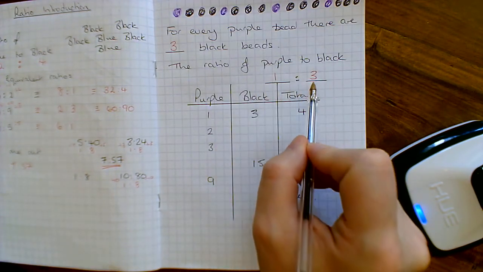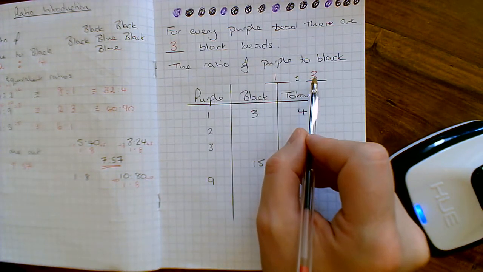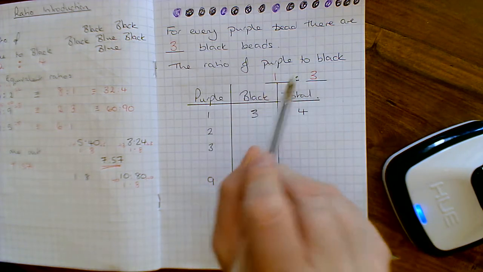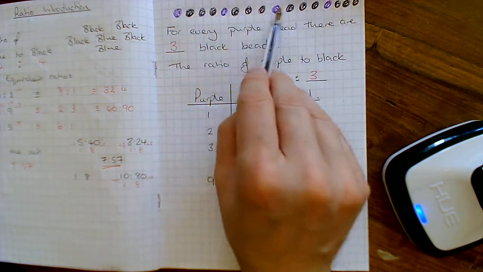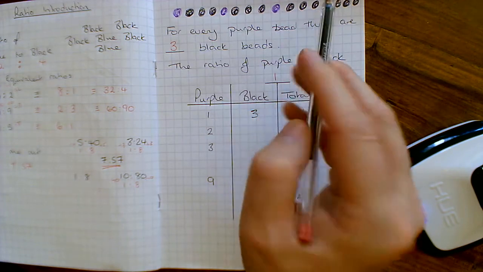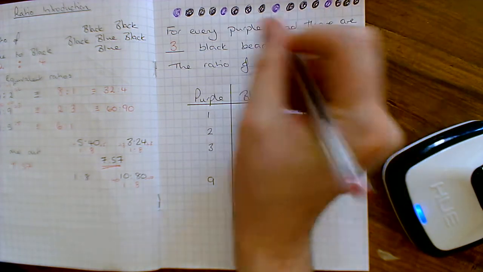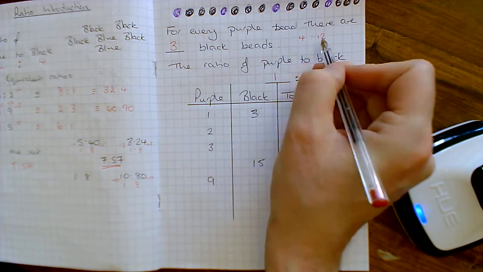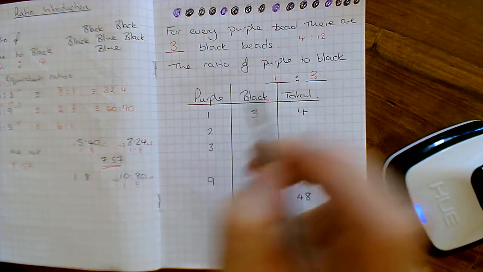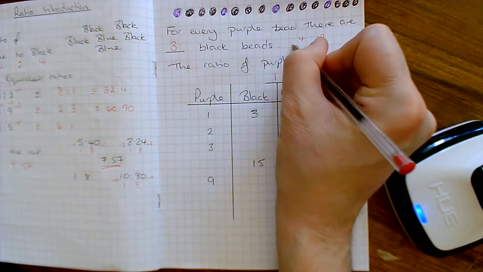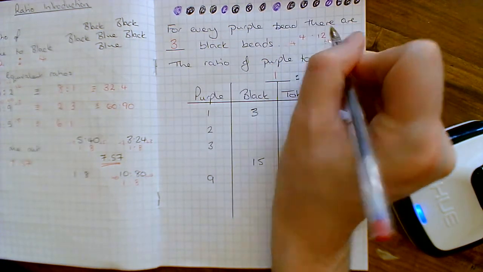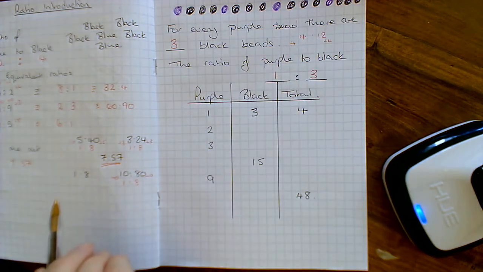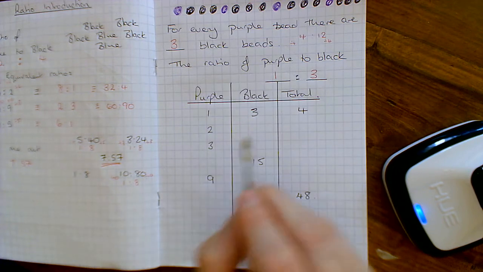Now I believe in this question it does say give your answer in simplest form, and that is as simple as I can get. So I could have written down there's 1, 2, 3, 4 purple beads, so I could have said 4, and there's 3, 6, 9, 12 black beads on the top there, but then I'd have to divide this by 4 and divide this by 4 to cancel it down to 1 to 3, and it wants it in its simplest form.